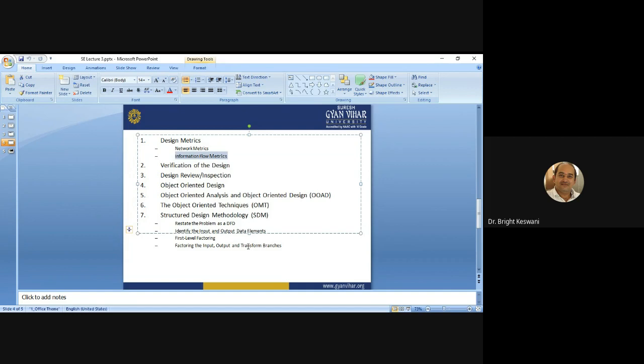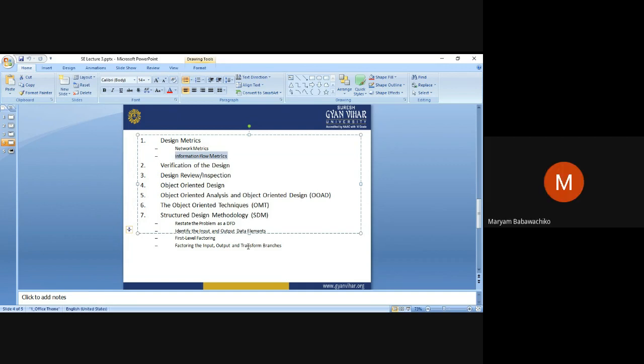You have to balance the fan in and fan out when you are designing your product. Fan in of a module is the number of arrows coming in the module, indicating the number of super modules of a module. And fan out of a module is the number of arrows going out of the module, indicating the number of subordinates of the module. Okay, do you understand?